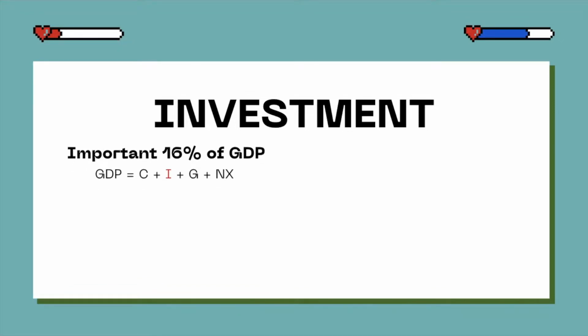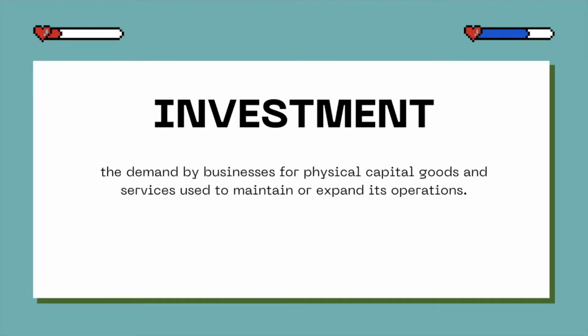GDP equals C plus I plus G plus NX, which is consumer expenditures on durable goods, non-durable goods, and services; gross business investment, which we are going to discuss here in detail, the component I; government spending; and net exports. The gross business investment, the I component of GDP, refers to the demand by businesses for physical capital goods and services used to maintain or expand its operations.